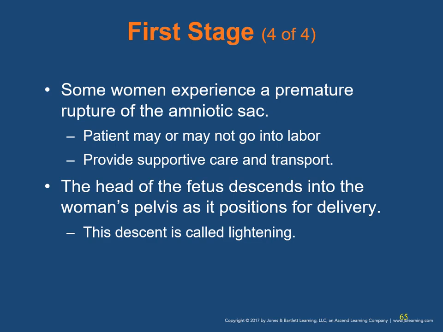Some women experience a premature rupture of membranes, in which the amniotic sac ruptures too early and the fetus is not developed or ready to be born. The patient may or may not go into labor. You will need to provide supportive care and transport to the hospital.